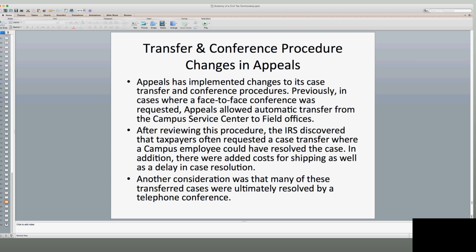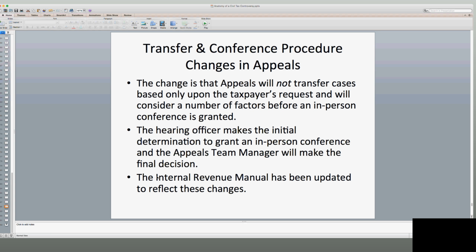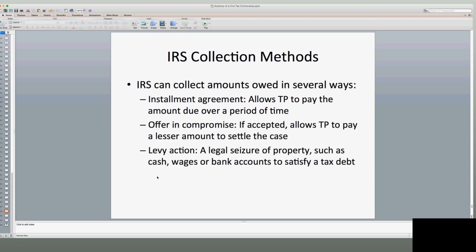Another consideration was that many of these transfer cases were ultimately resolved by a telephone conference. The change is that appeals will not transfer cases based only upon the taxpayer's request and will consider a number of factors before an in-person conference is granted. The hearing officer makes the initial determination to grant an in-person conference, and the appeals team manager will make the final decision. The Internal Revenue Manual has been updated to reflect these changes.